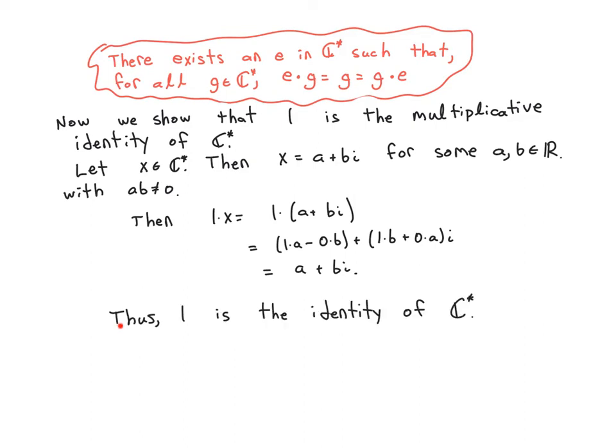And so we can add the other sentence we need to tell the reader we finished this part of the proof. 1 is the identity of C star. We showed the condition we wanted. Given an arbitrary element of our group, 1 times that element is that element.